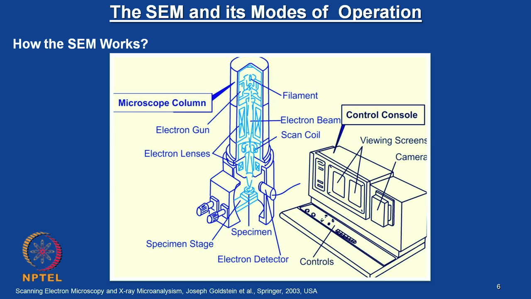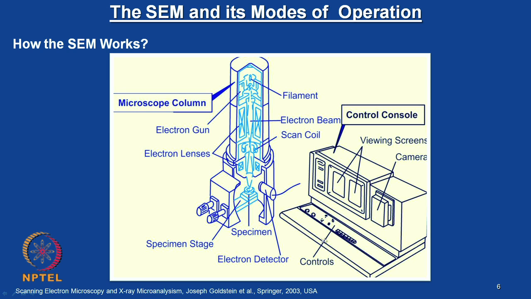So we will now see some schematics to show how this SEM works. You have 2 separate entities. One is a microscope column from the top to bottom. The other is a control console. You have the electron gun, which comes from the top of the microscope column. And then you have further all the electron lenses and a scan coil. And the beam reaches all the way to the specimen chamber, which is maintained at a vacuum of 10 to the power minus 4 Pascal, which is in the order of 1/1,000,000th of the atmospheric pressure, for your reference.